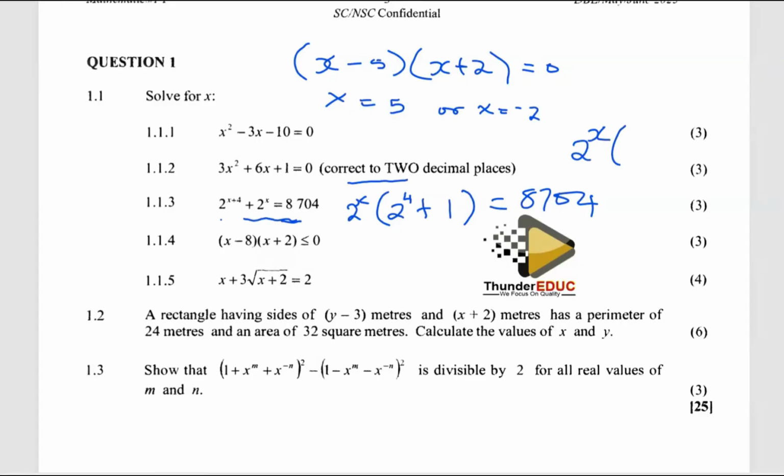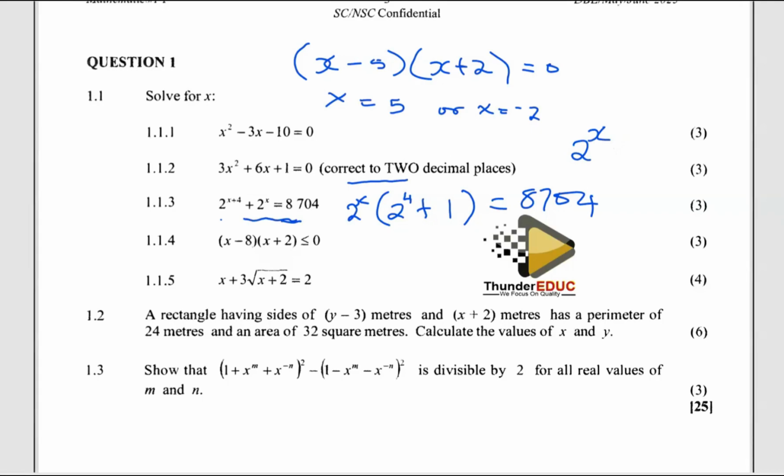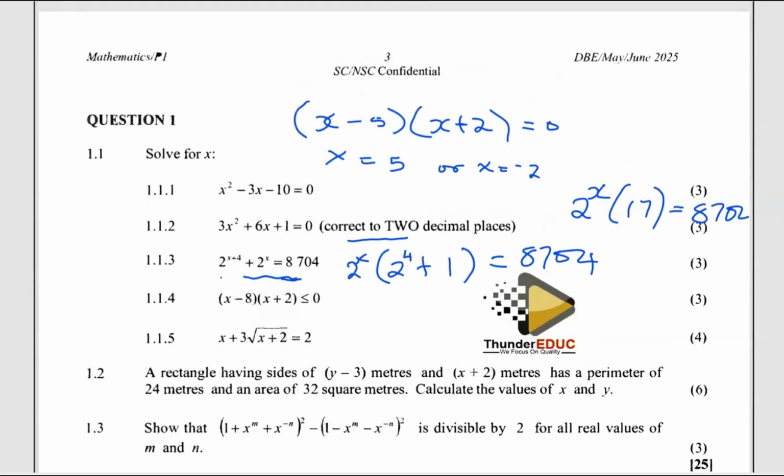So let me just erase this. Okay. For the purpose of everyone knowing how we're moving, so we're going to have 8704, and then we say 2 to the x. When I divide both sides by 17, I'm going to end up with 512. And then I have to express 512 as a base of 2. So it is 2 to the x is equivalent to 2 to the exponent of 15. The bases are the same, meaning that our x is going to be 15.